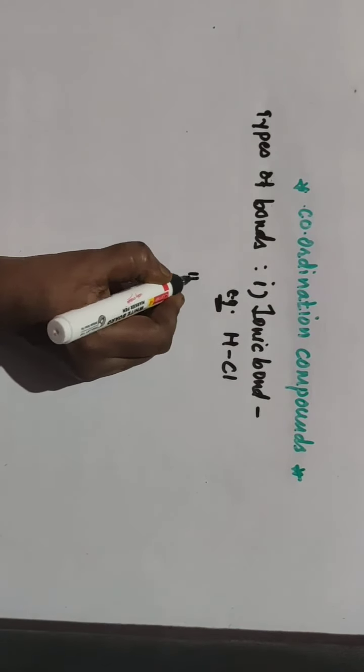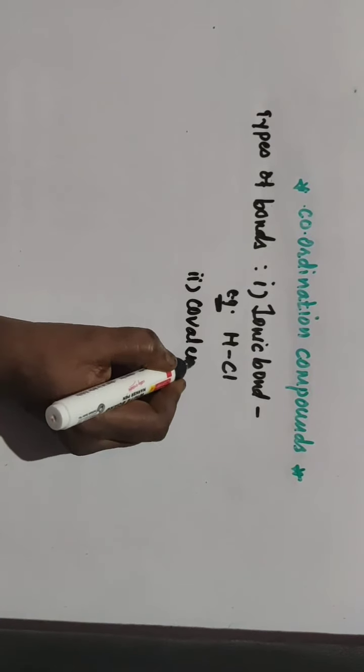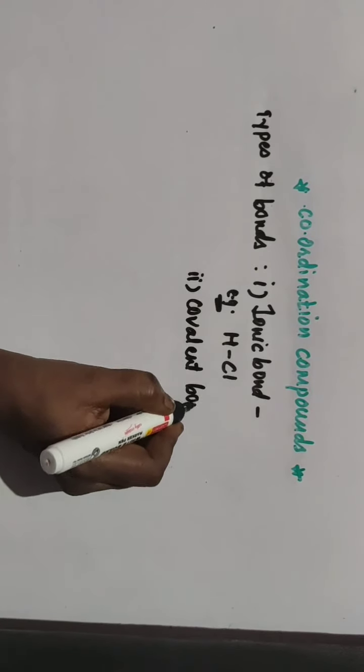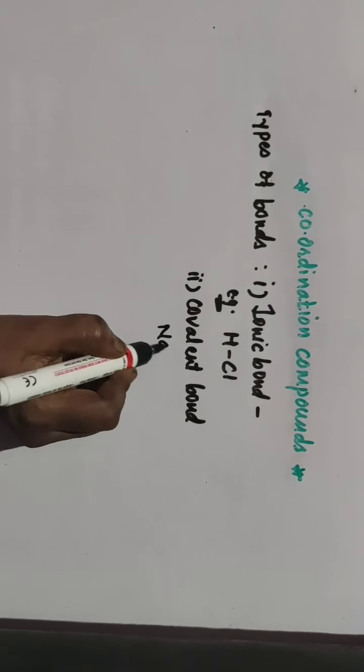Another one is your covalent bond, and in covalent bond there is a sharing of electrons in between two atoms. In covalent bond, you can take the same example of HCl, or you can take another example of NaCl, which is well familiar to you. In between Na and Cl, there is a sharing of electrons, and so the bond is a covalent bond.